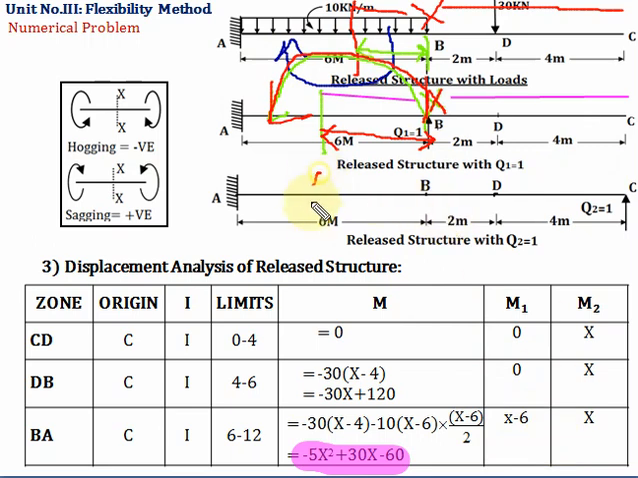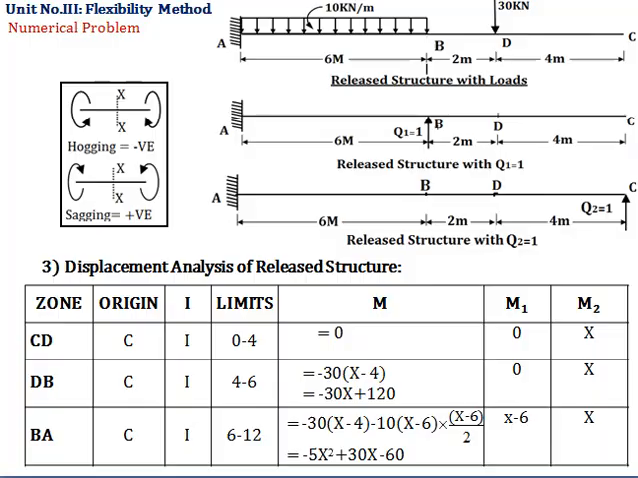Okay, now we'll take the section in DB and measure x from C. Here everywhere the origin is C. Now here the bending moment due to this force will be like this. So the nature will be sagging. So bending moment will be 1 into the distance. So here the distance is x. So 1 into x, it will be x. So this is the displacement analysis for the released structure.